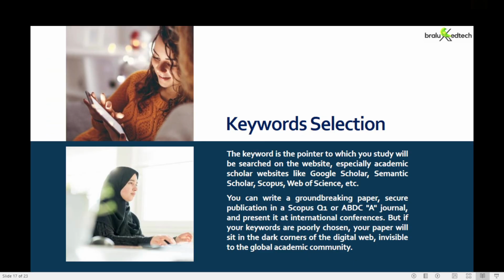Then the next is keyword selection. After the abstract comes the keyword selection. Many researchers underestimate the importance of keywords. Keywords determine whether your paper is discoverable online. Academic search engines operate through indexing algorithms, and these algorithms analyze the title, abstract, and keywords. So poor keywords reduce visibility, while strong keywords increase discoverability and citation.